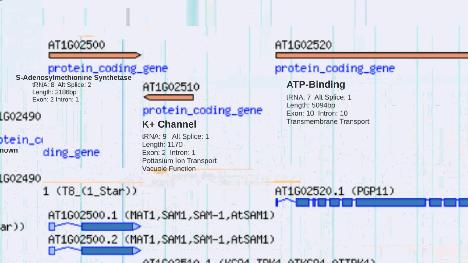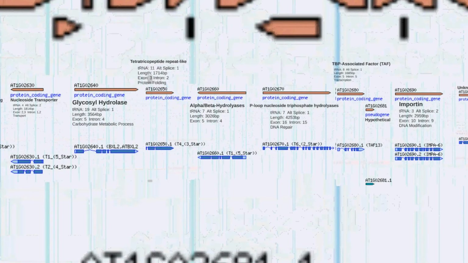Gene 2510 controls the K+ channel, which involves transport and opening and closing of the stomata. There are 4 hydrolase genes, which are in different supergroup families due to slightly different function, but can be considered a cluster because they are all hydrolases. These genes are AT1G02640, 2660, 2670, and 2800. So they're not located exactly right next to each other, but are really close to one another within the genome.